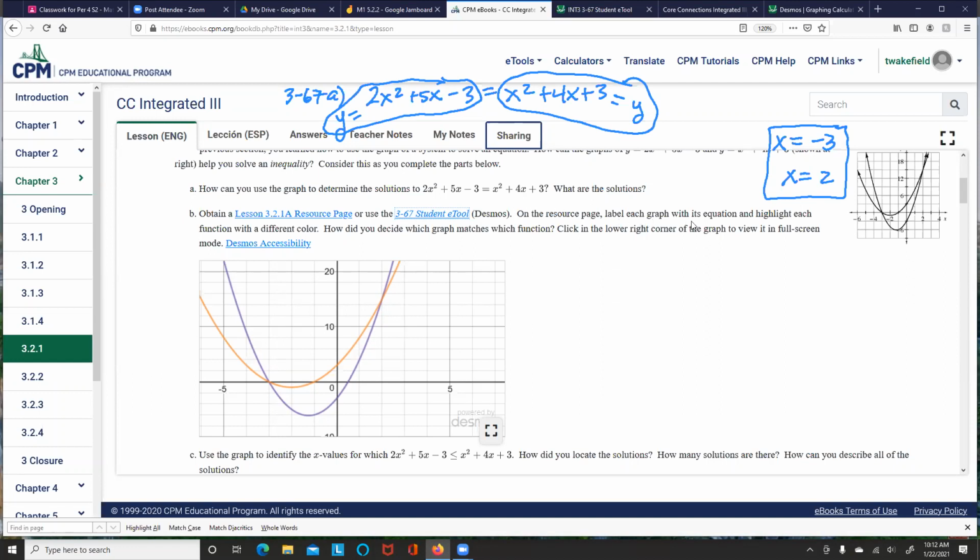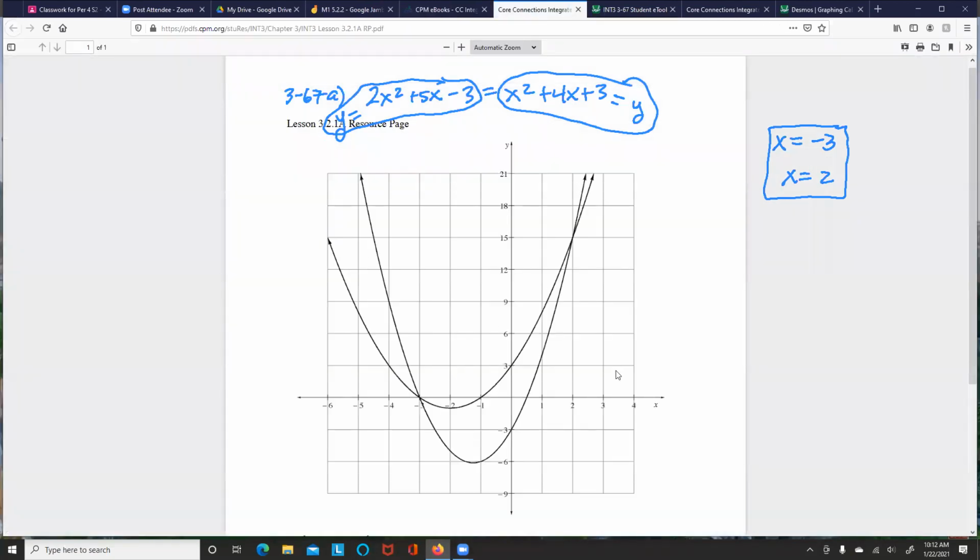On the resource page, label each graph with its equation and highlight each function with a different color. So on your resource page, you should have this page printed out. Make one orange or purple, whatever colors you have. On Desmos, this was purple, and this was orange. So whatever colors you have, you can highlight on your resource page. If you don't have a resource page, you'll have to draw this. You can go back and draw it later if you need to.